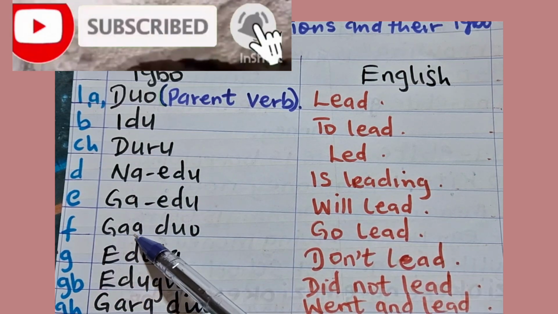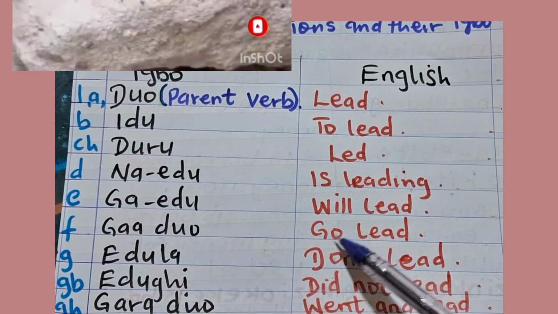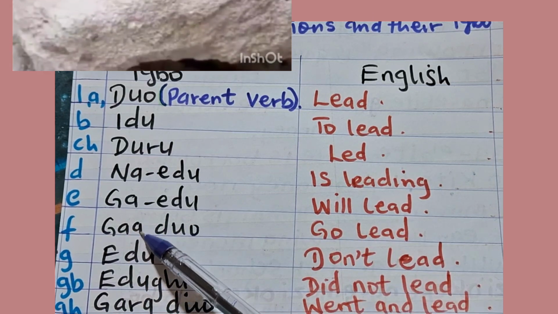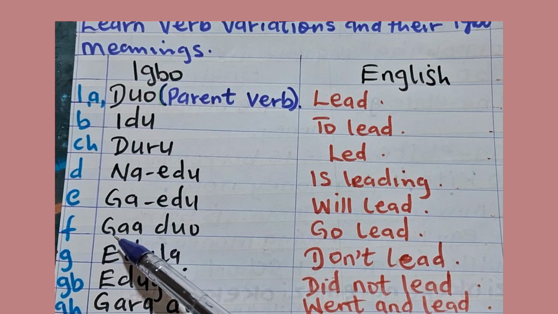Number 6, ga duo, go lead. Ga duo, go lead. It is a verb we use to give instructions or command.